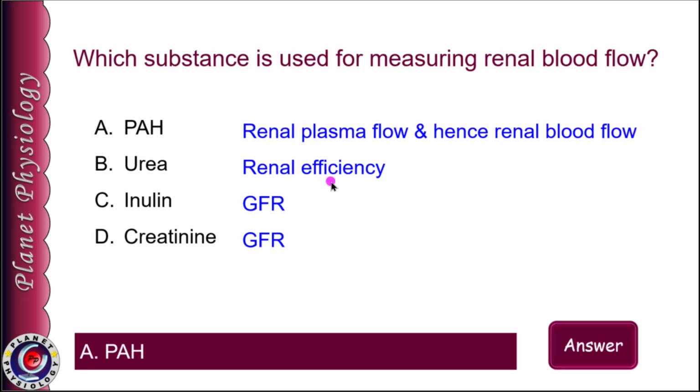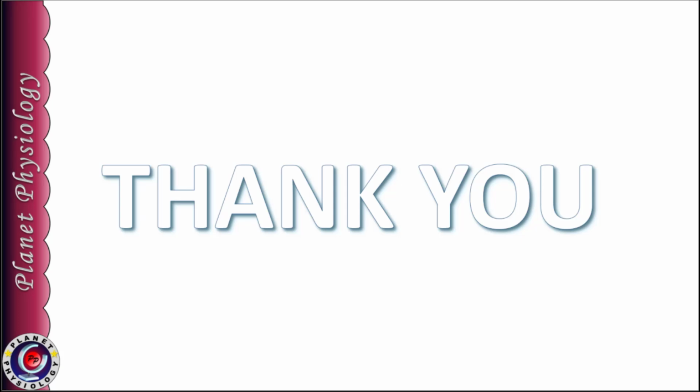Urea clearance is used to measure efficiency of kidneys to handle metabolic wastes, while substances like inulin, creatinine, mannitol, which are only filtered, are used to measure GFR. So that's all for this session.